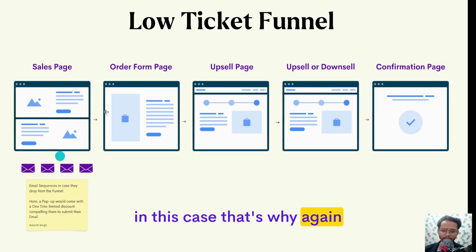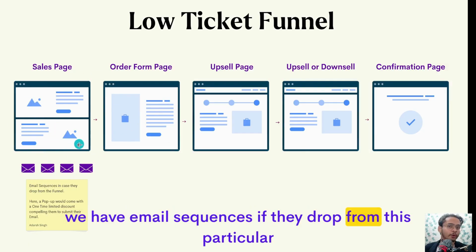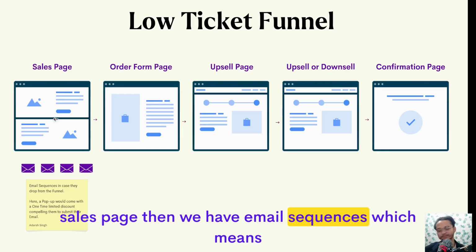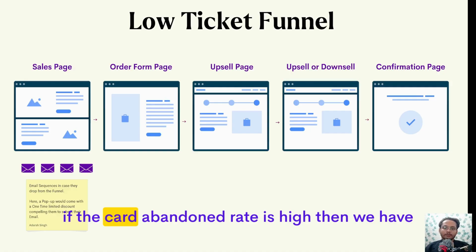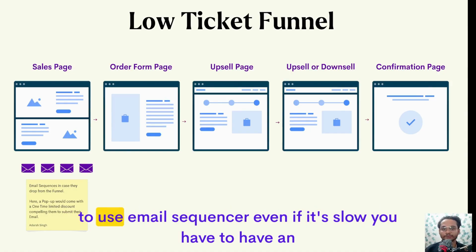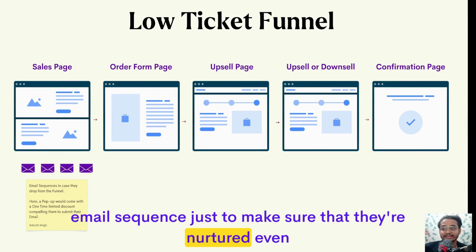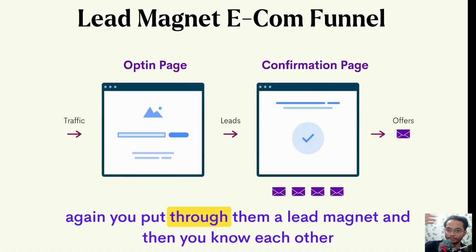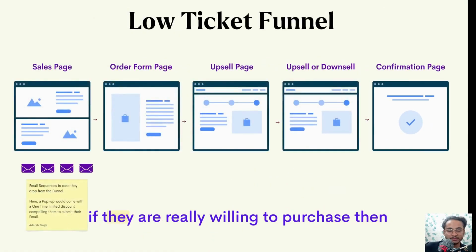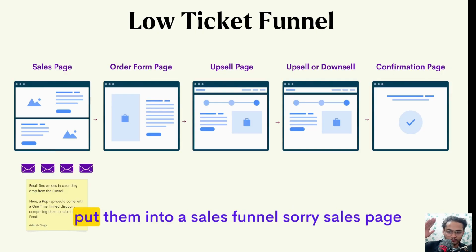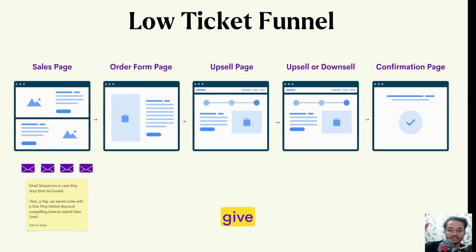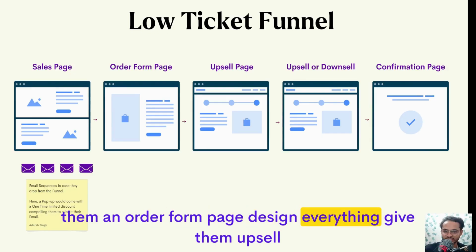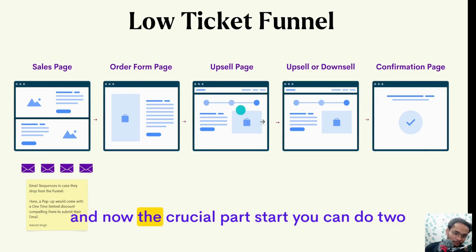That's why, again, we have email sequences. If they drop from this particular sales page, then we have email sequences, which means if the cart abandon rate is high, then we have to use email sequences. Even if it's low, you have to have email sequences just to make sure that they're nurtured even after they purchase something, or if they don't, right? If they don't, again, you put them through a lead magnet and then you nurture them. If they are really willing to purchase, then go with a low ticket funnel, put them into a sales page, give them an order form page, design everything, give them an upsell, and now the crucial part starts.